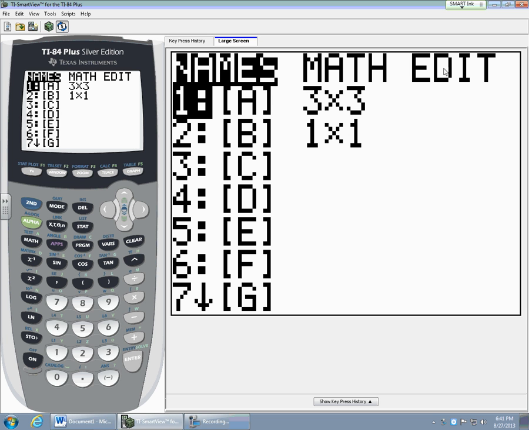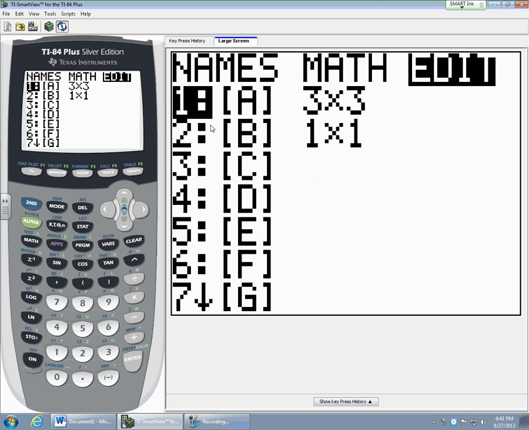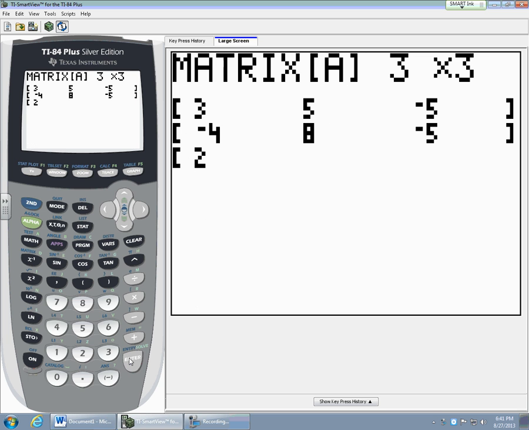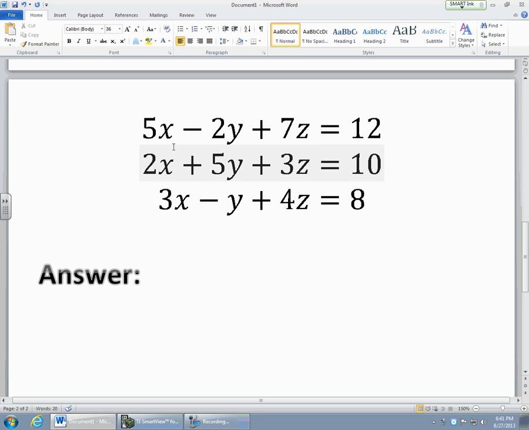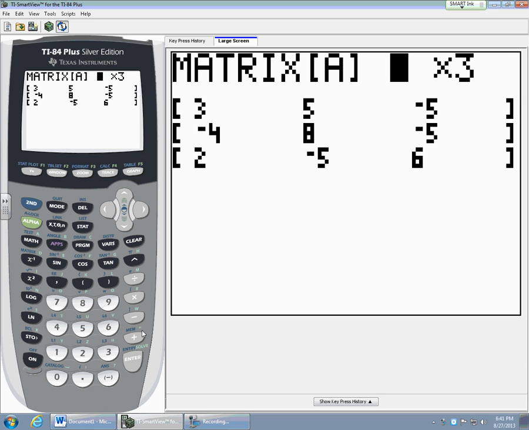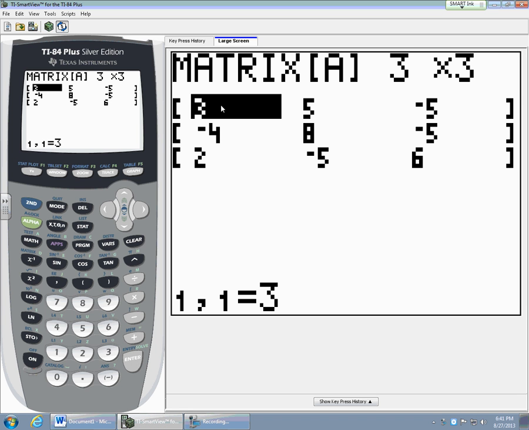Names, math, and edit. We want to come over to edit, so hit the right twice. And we're going to edit the first one, matrix A. Remember, I told you that we were going to do a coefficient matrix, which was going to be a 3 by 3 of just the coefficients. So back here, this is a 3 by 3. And now I can start entering in my values.